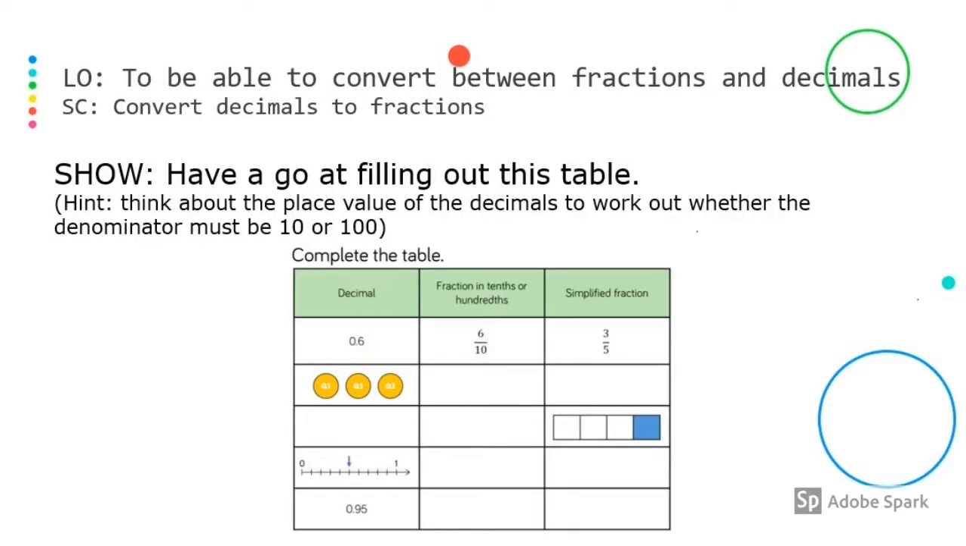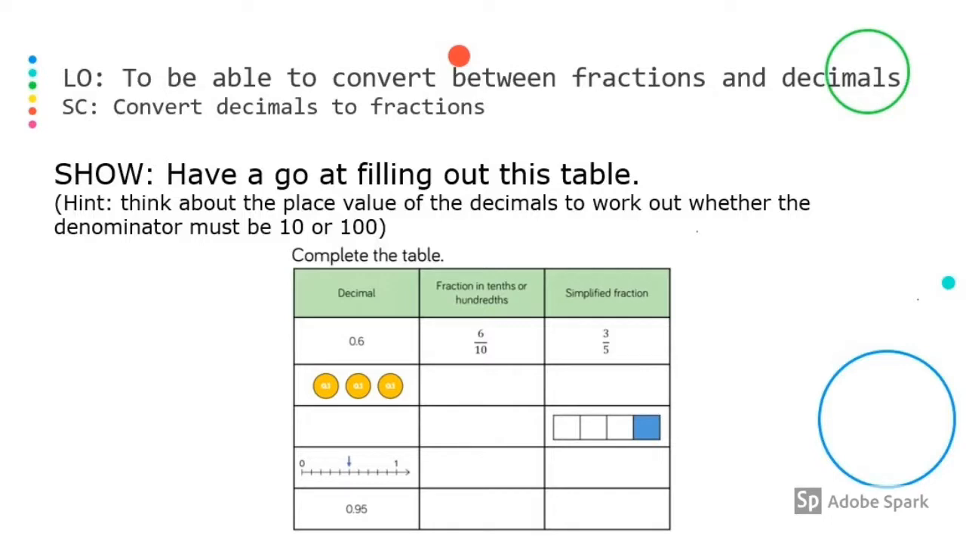Now we've had a look at how to convert between a decimal and a fraction, let's have a go at filling out this grid. There's a hint on the screen that says to think about the place value of the decimals to work out whether the denominator must be 10 or 100. You're going to need to pause the video now so that you can convert between decimals and fractions. You'll then need to simplify the fraction to fill out the final column.